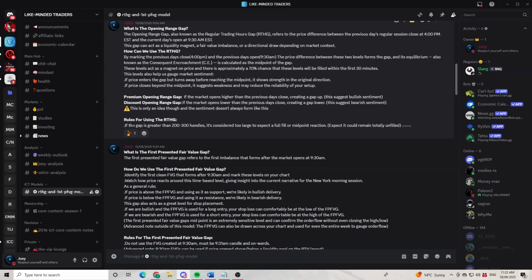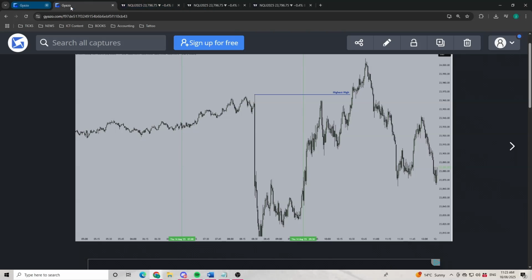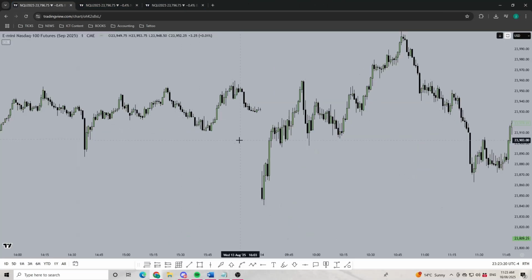Rules for the regular trading hour gap: if the gap is greater than 200 or 300 handles, it's considered too large to expect a full fill or midpoint reaction. Expect it to remain totally unfilled. So we disqualify the regular trading hour gaps that are greater than 200 or 300 handles, okay? So now let's go over a regular trading hour gap.